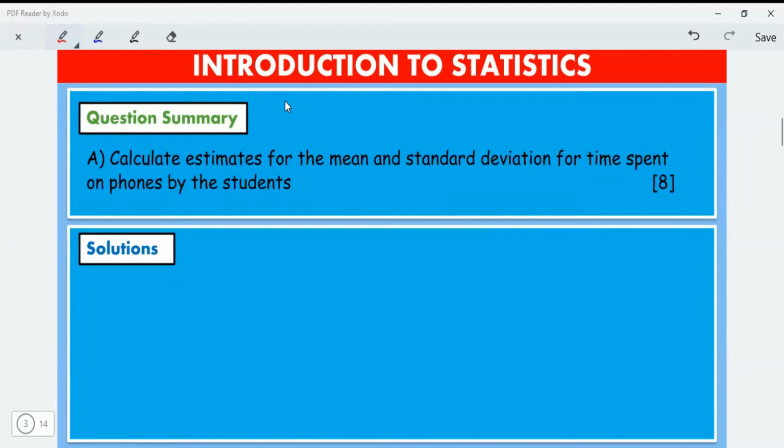But let's continue. It says calculate estimates for the mean and the standard deviation for time spent on phones by the students. So we need to work out the mean and the standard deviation. It's going to be 3 marks for the mean and 5 marks for the standard deviation. Now remember, how do we find the mean again? The mean is represented by x bar, and the mean is equal to the sum of f times x divided by n. That's how we find the mean.